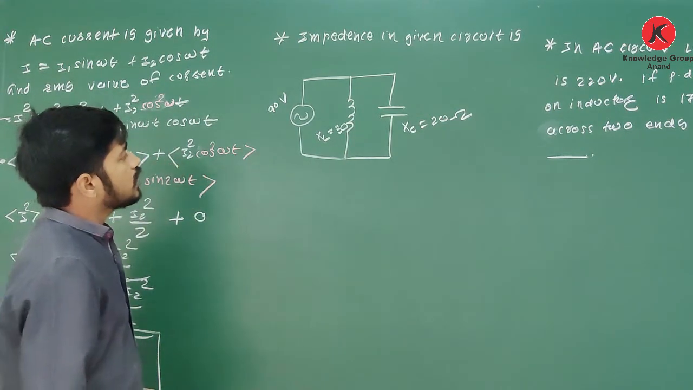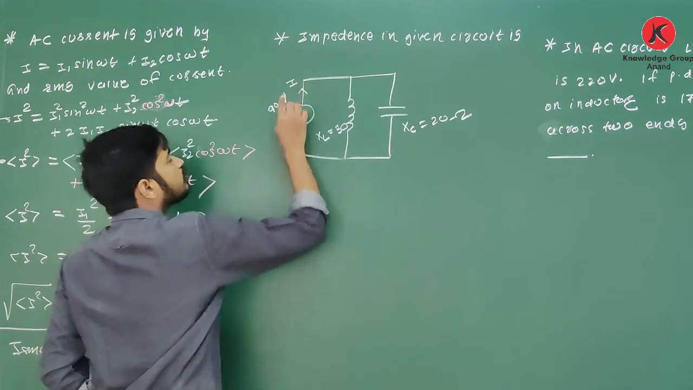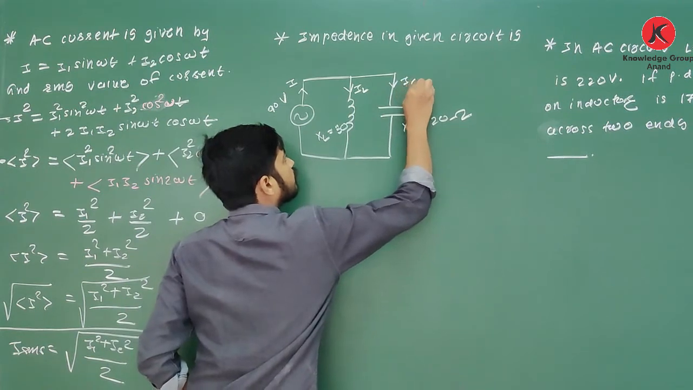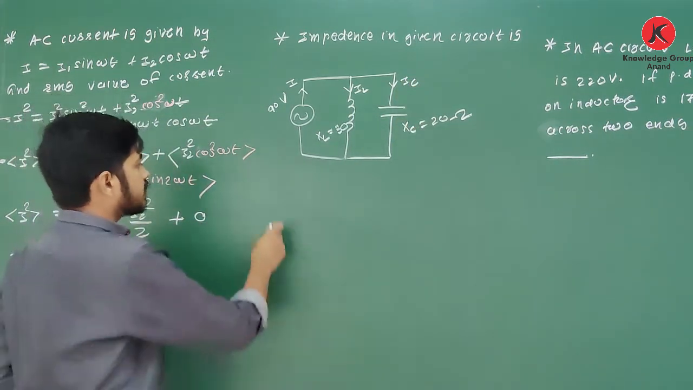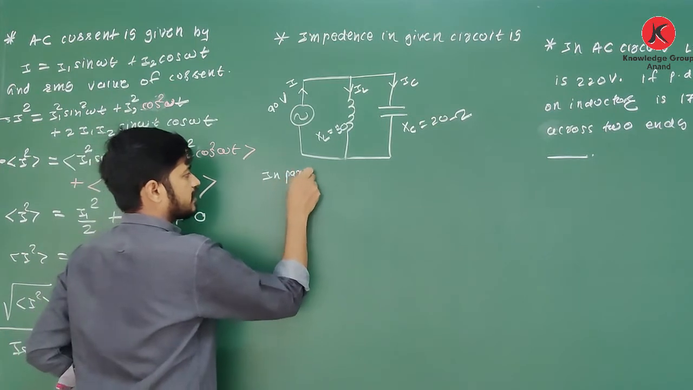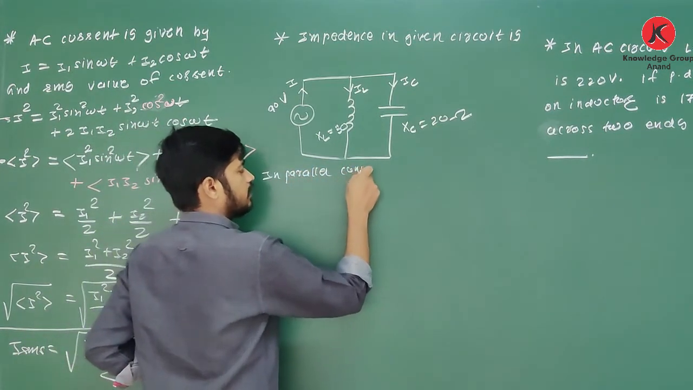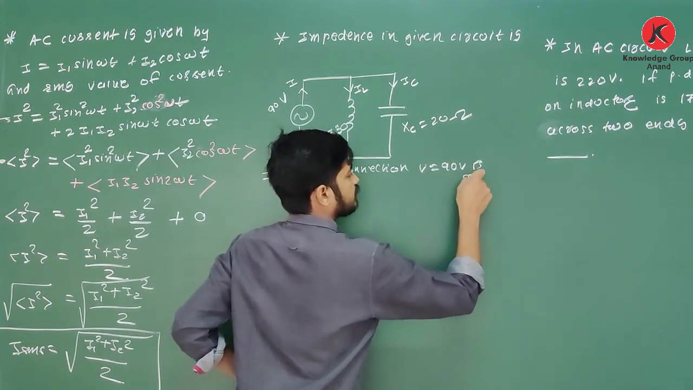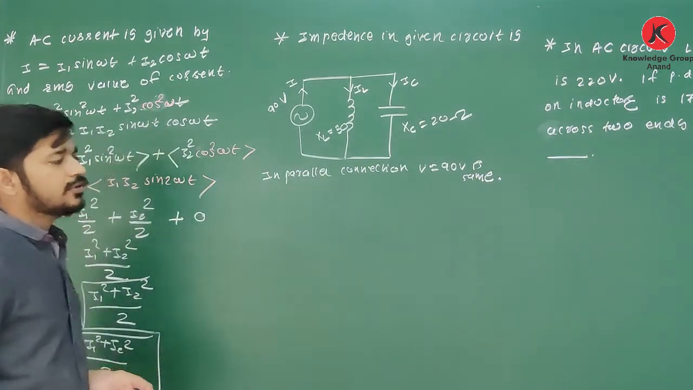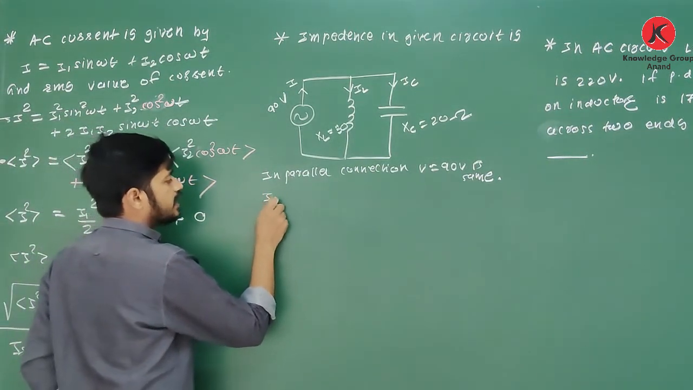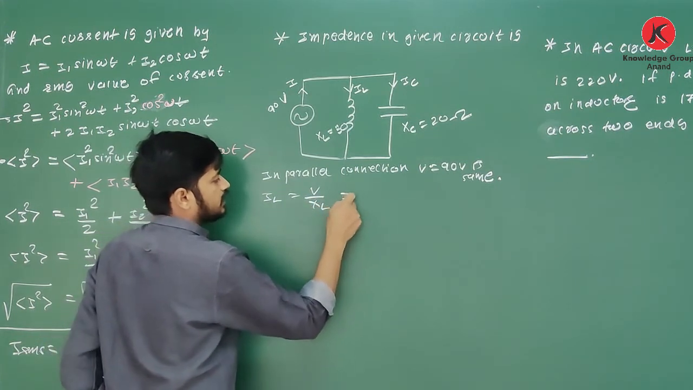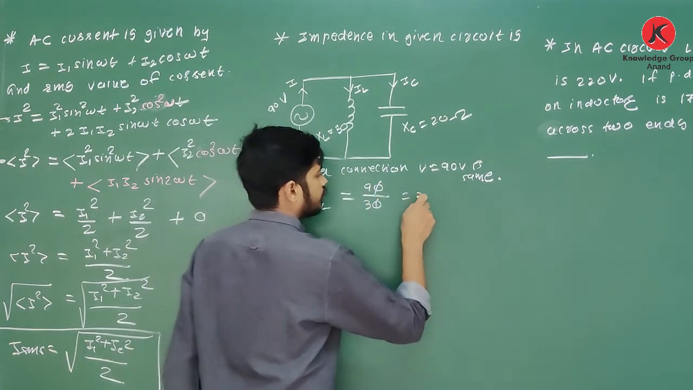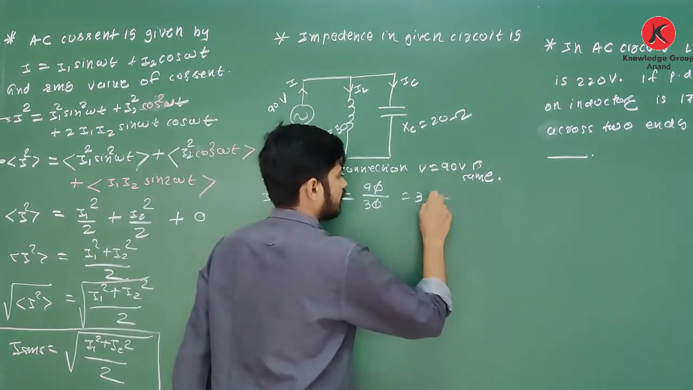First of all, if the total current flowing from the circuit is I, then the current flowing in the inductor is IL, and the current flowing in the capacitor is IC. As they are in parallel connection, V equal to 90 volt is the same. So I will first find IL. IL is equal to V upon XL. V is 90, XL is 30, so it is 3 ampere.